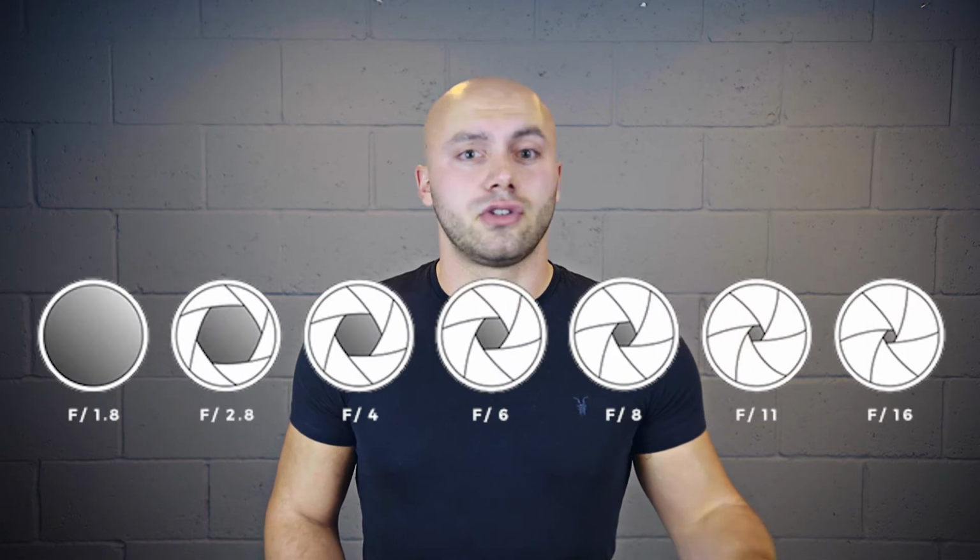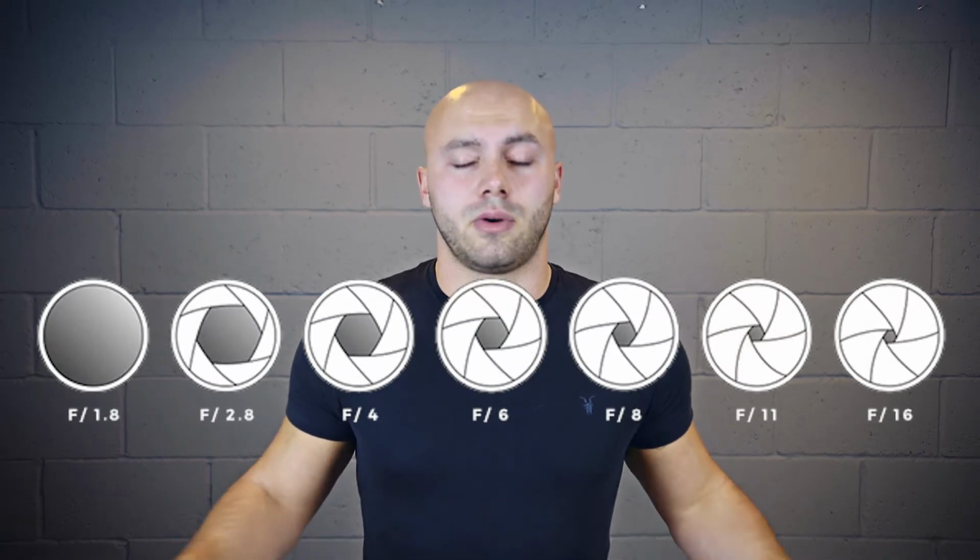So what is aperture? Aperture is basically a hole in which light travels through on your lens. So this decides how much light is going through the lens and hitting the sensor inside the camera. Now there's different levels to this, and these are set up as numbers. So you'll have f1.8, f2, f2.8 and so on and so forth.